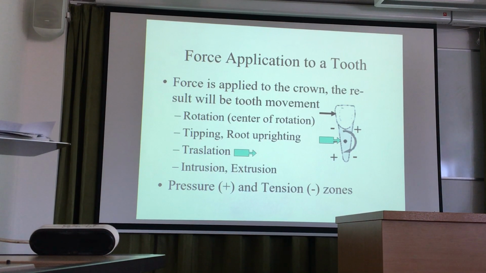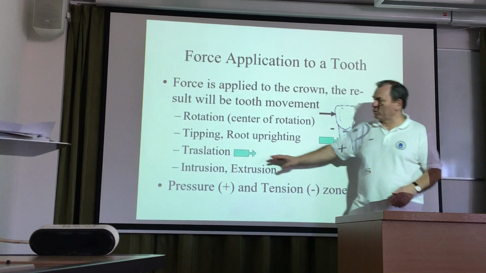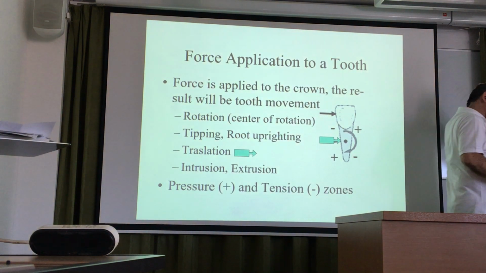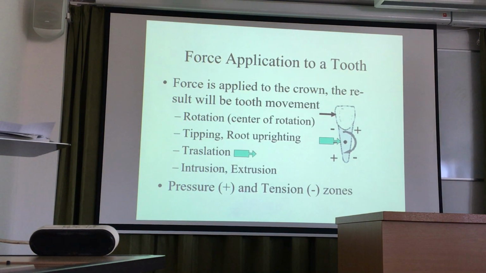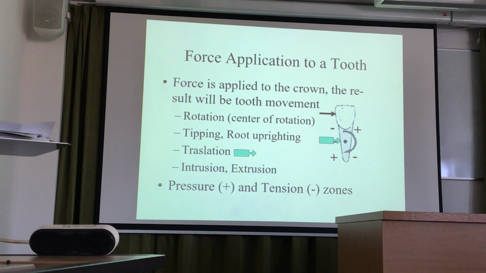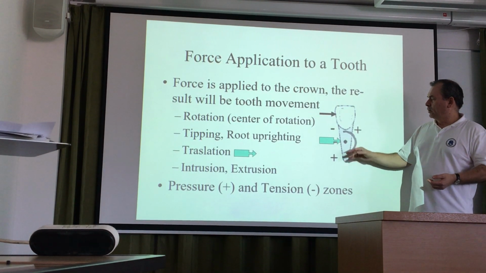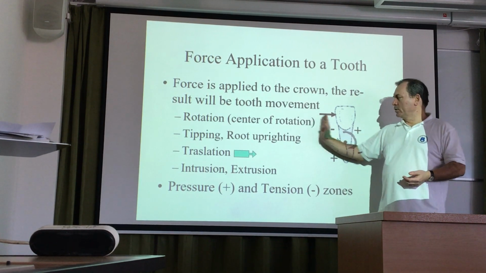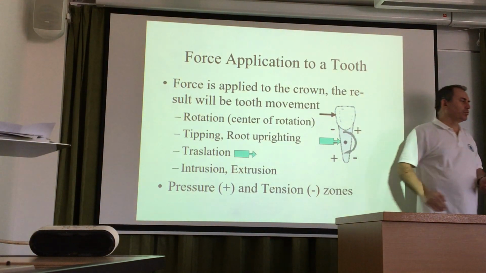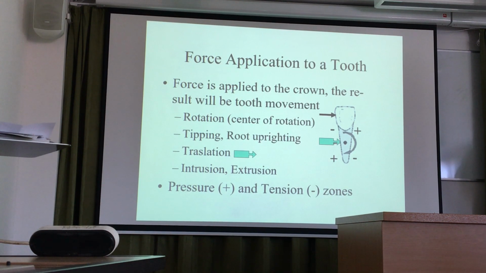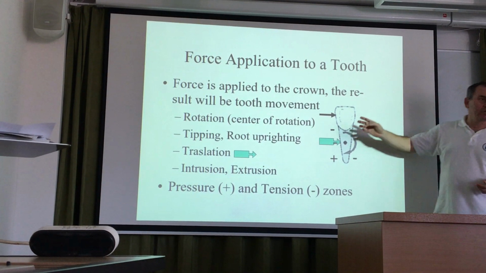And the translation is used regularly, and this is the most wanted movement type in orthodontics. It depends, but translation means bodily tooth movement. So the whole tooth is moving, not just the crown tilting around the axis, but the whole tooth, bodily translational movement. It depends on the force application.